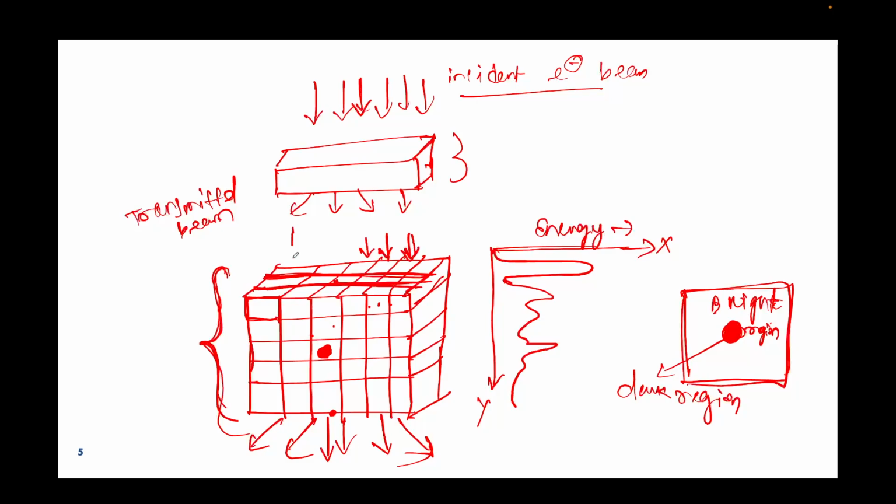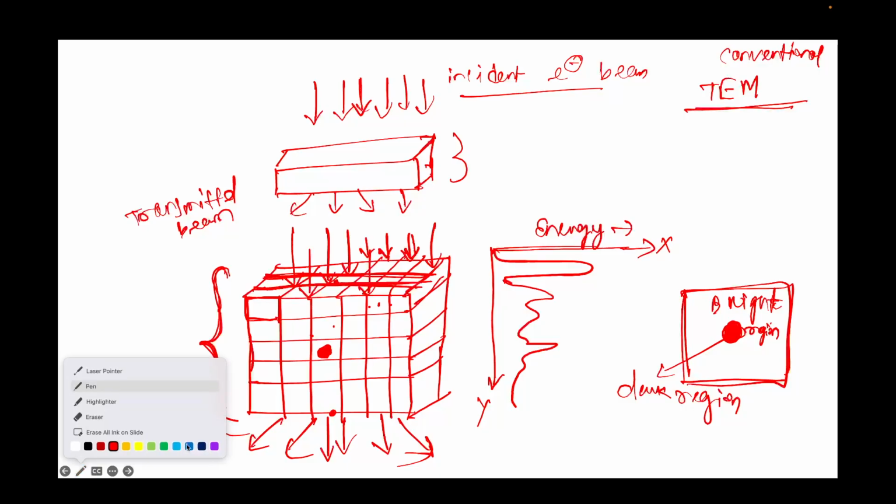What I have drawn now is that the incident beam gets information by interacting with all these atoms, and then I will get TEM information, meaning transmission electron microscopy. This is called conventional TEM. I will get a conventional TEM image or conventional TEM diffraction. However, if I only want to get the information from one atomic column, let's say this is one atomic column.